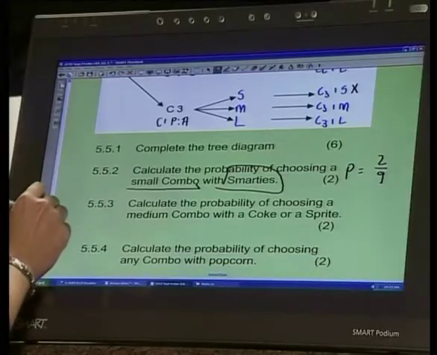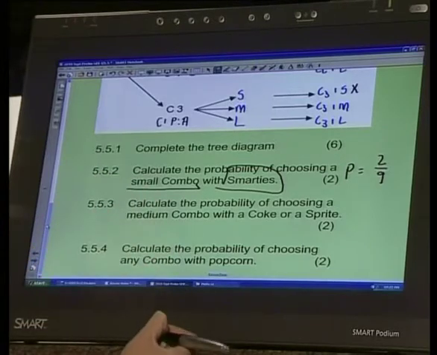Now, they can either ask you to give it as a percentage or a decimal or in words. So in that situation, you'd obviously then have to change 2 over 9 into a decimal or into a percentage or into words. Okay, so I'll have a look at that in a minute. I just want to touch on the next 2.